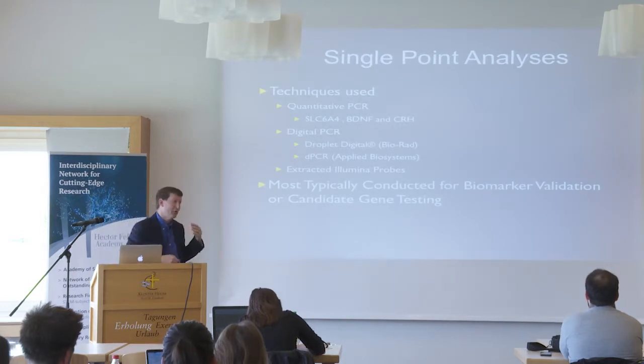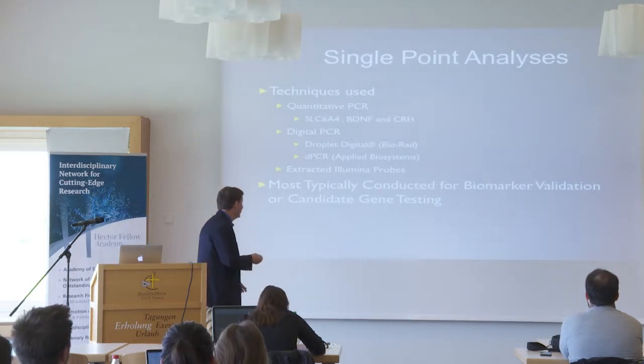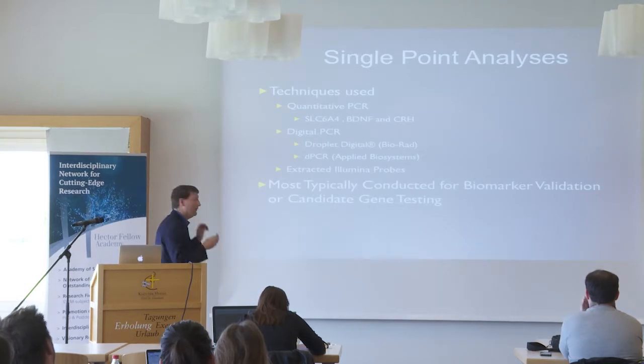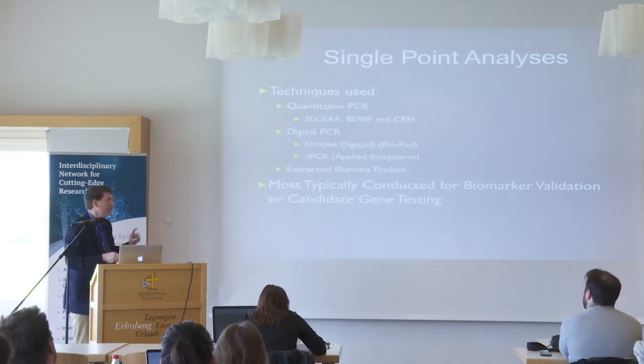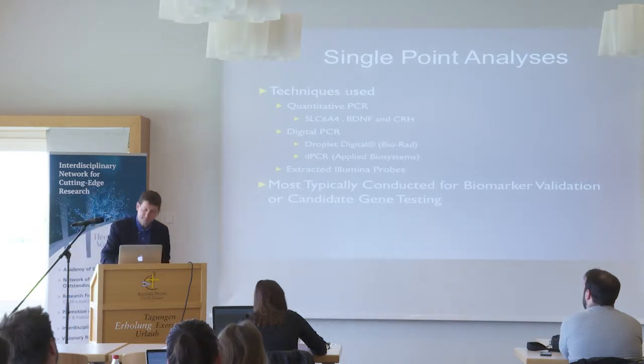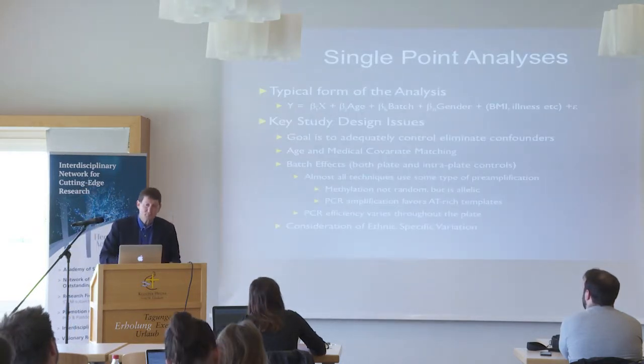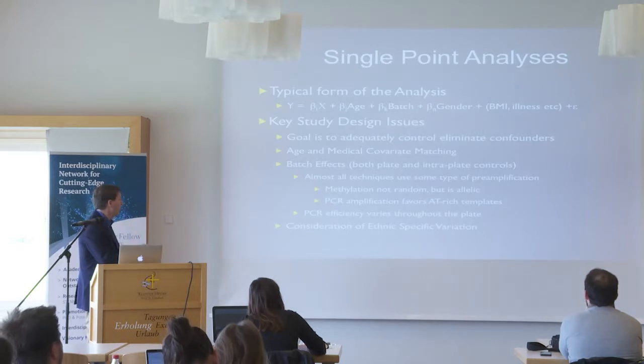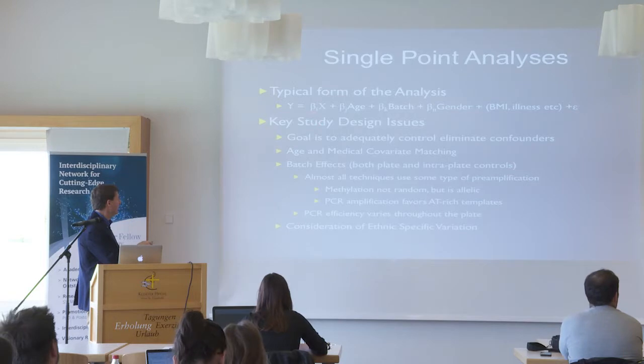Now, alternatively, we use extracted aluminum probes. These types of analyses are most commonly conducted for biomarker validation or candidate gene testing. When you do this, our goal here is once again to focus on these two terms. To do this, you have to adequately control for confounders.